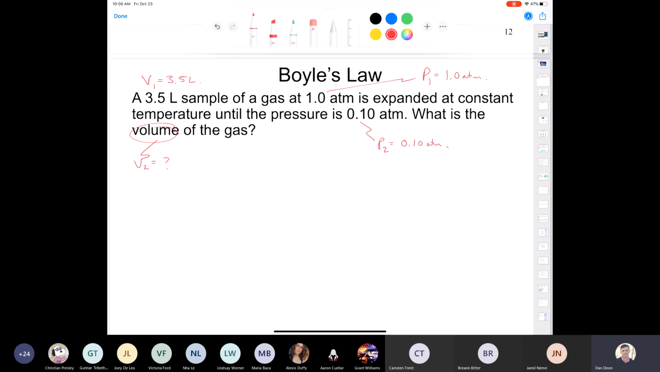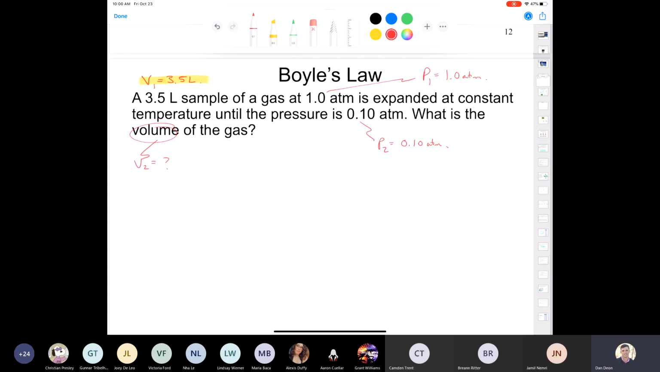My first question to you is this: is the volume of the gas going to be greater or smaller than 3.5 liters? Will it be more than 3.5 liters? Will it be less? Will it be the same? What's your knee-jerk reaction? What do you think?